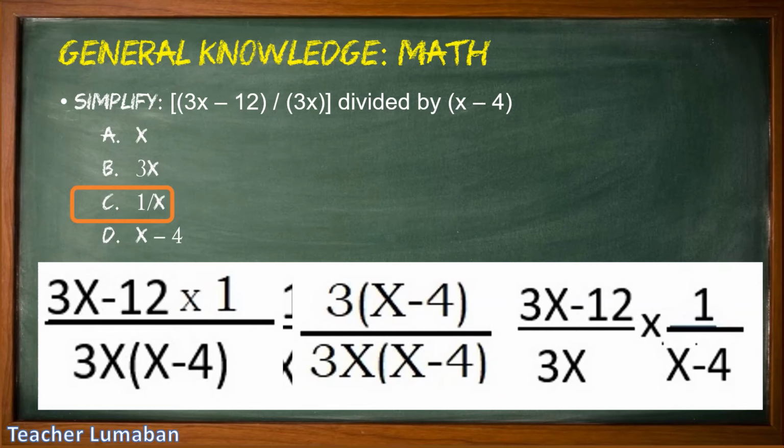Factor out 3 from the expression. 3 multiplied by (x minus 4) over 3x multiplied by (x minus 4). Reduce the fraction with 3.